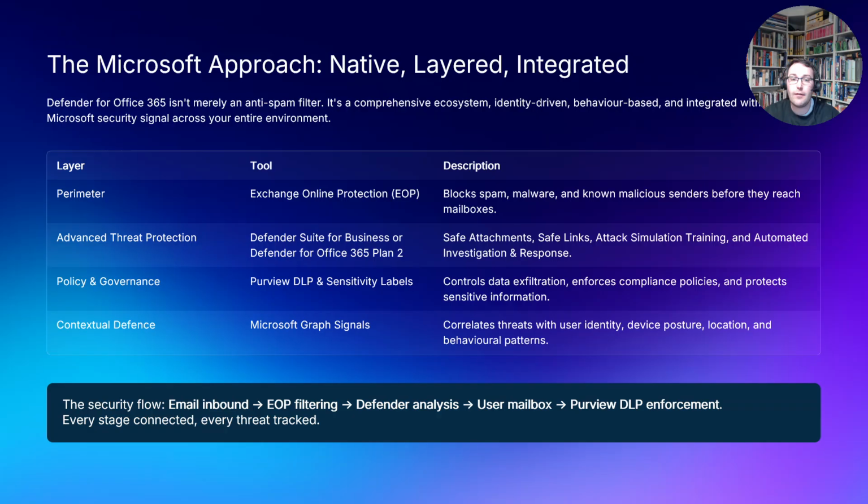So we have our perimeter, the EOP, block spam, malware, known malicious senders. Then an advancement, you've got your advanced threat protection. Most things are already included in Business Premium, but we can layer it up with Defender Suite for Business with advanced measures. So Attack Simulation, automated investigation and response. Apologies if this slide is slightly outdated. But we can start that ATP piece, the advanced threat protections, that additional layer. Guess what? It's native, it's integrated into 365, it's part of Defender for Office.